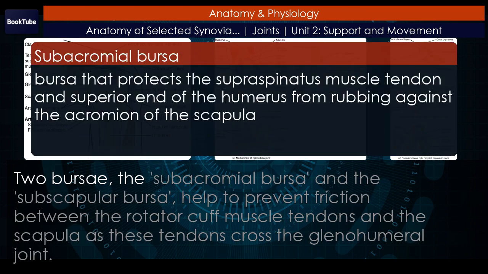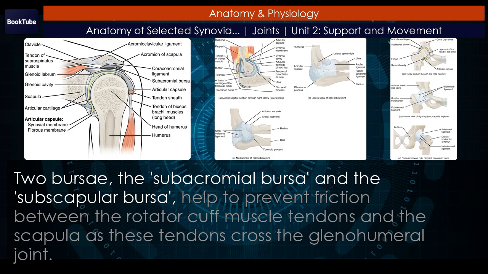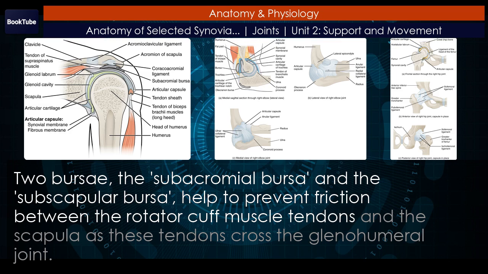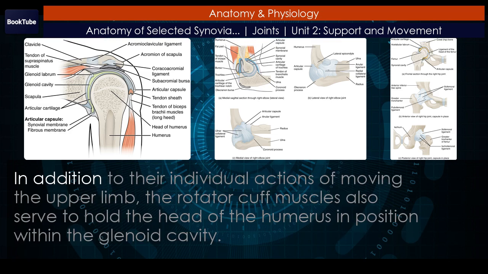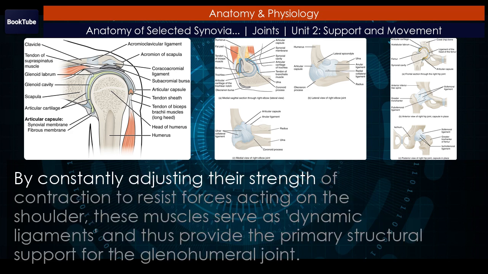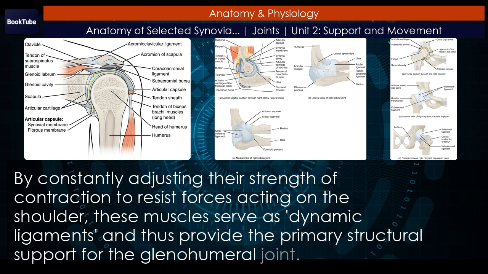2 bursae, the subacromial bursa and the subscapular bursa, help to prevent friction between the rotator cuff muscle tendons and the scapula, as these tendons cross the glenohumeral joint. In addition to their individual actions of moving the upper limb, the rotator cuff muscles also serve to hold the head of the humerus in position within the glenoid cavity, by constantly adjusting their strength of contraction to resist forces acting on the shoulder. These muscles serve as dynamic ligaments, and thus provide the primary structural support for the glenohumeral joint.